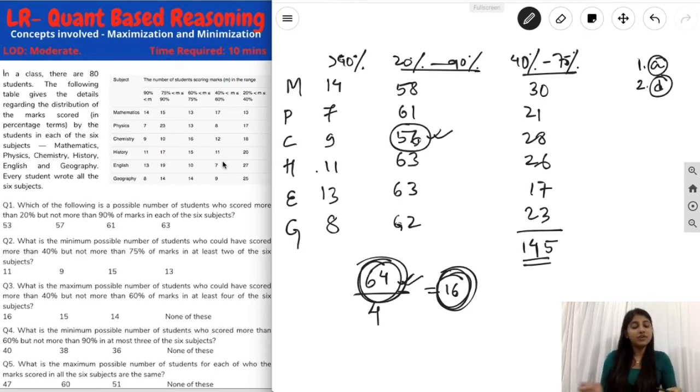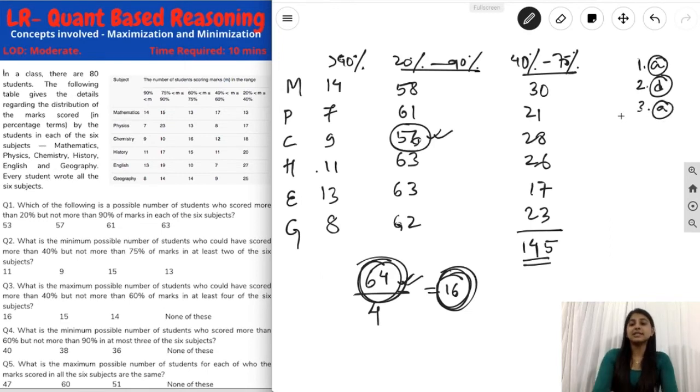Because if we increase it, if we divide it by 5 or by 6, this number will reduce. The number of students will reduce. But since we want the maximum, we'll not do that. We will divide it by 4 itself. Let these students have exactly 4 of the 6 subjects. So the answer in this case is option A again.